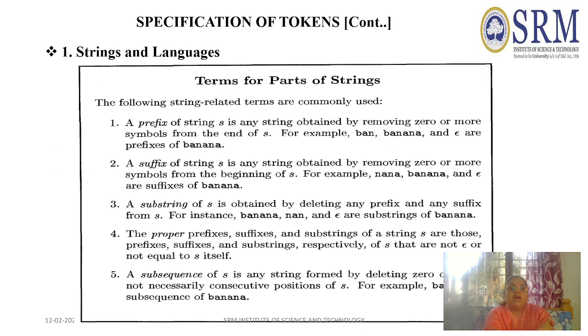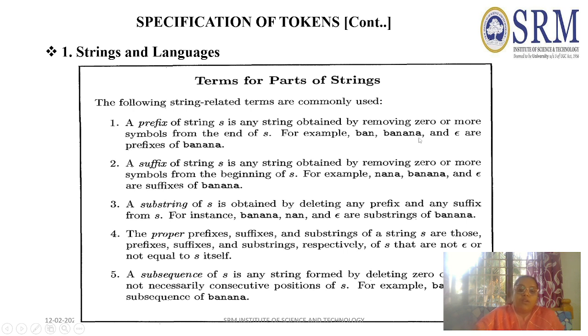So this is the continuation of strings and languages, in which we are going to see some of the properties of string related terms. So prefix, suffix, substring, proper prefix, subsequence. So these are the 5 string related terms that we are going to see under strings and languages. Prefix, say for example, we are considering banana as an example of it.